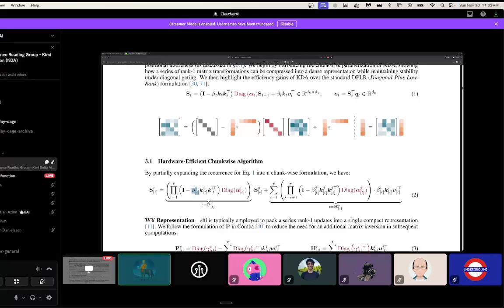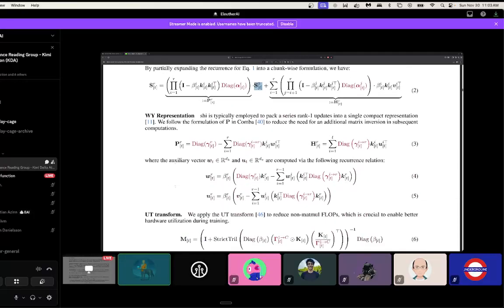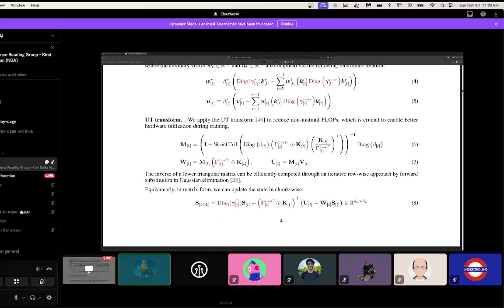Yeah, that's exactly what you can see here actually. This diagonal alpha here is basically going to be scaling each row in your state matrix, and each row of the state matrix basically corresponds to one of the channels in your keys and values. Cool. Okay. All right.